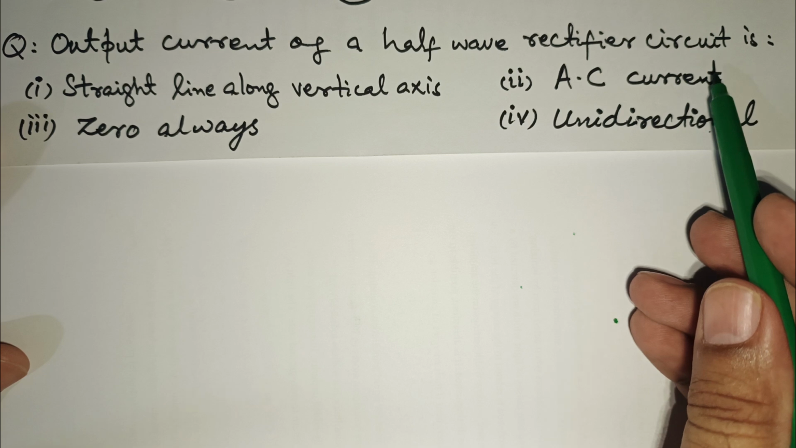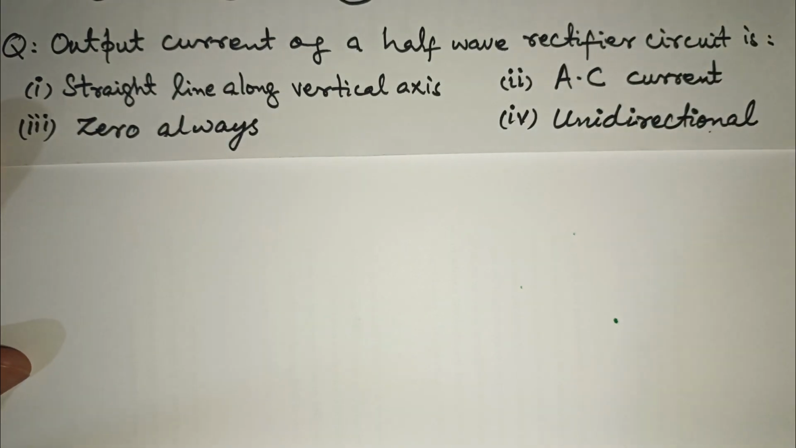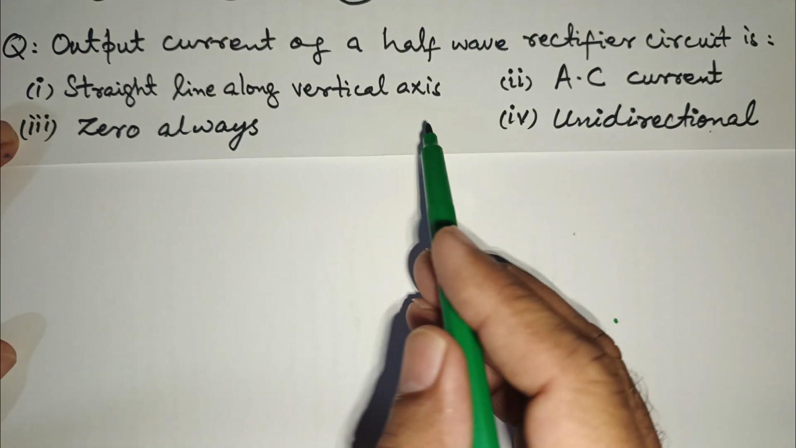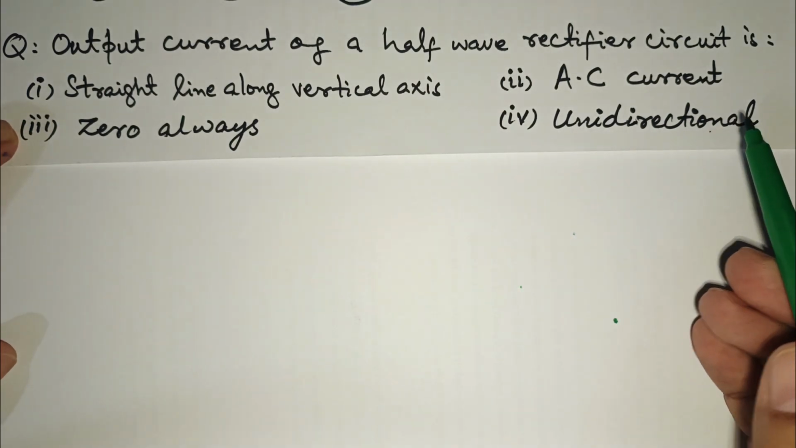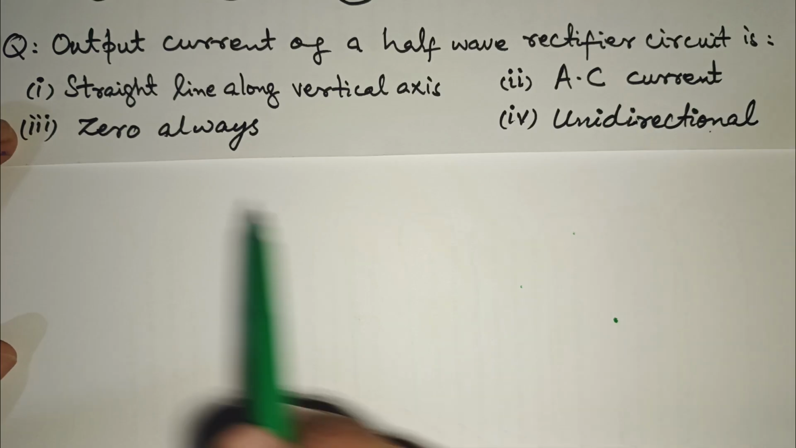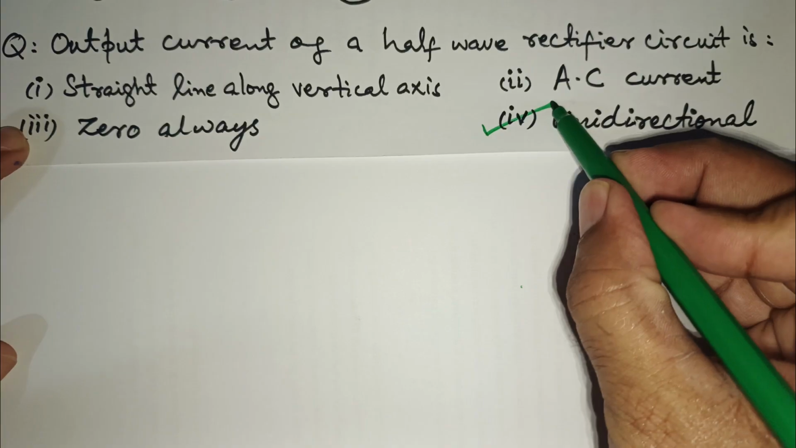Output current of a half wave rectifier circuit is, now what's the quality of half wave rectifier circuit? It gives the current which is unidirectional. So look at the options. Straight line along vertical axis, not at all. AC current, no, because the function of rectifier is to convert AC into DC. Zero always, not at all. So the unidirectional is the correct option.